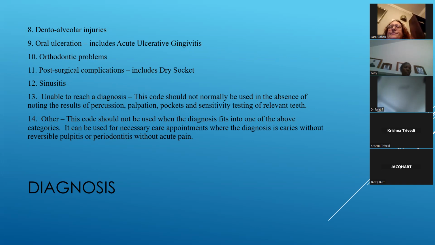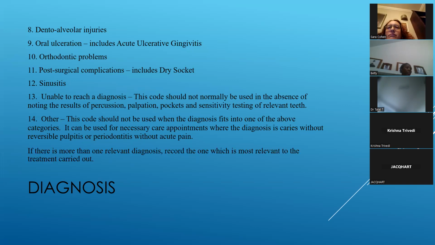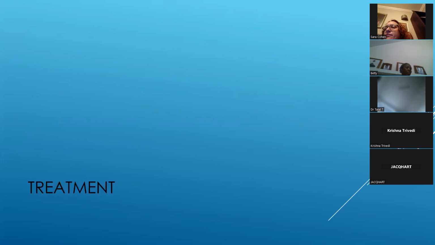If you've got a necessary care patient who hasn't got a diagnosis as such, there's not a problem. Caries without reversible pulpitis, you might use this, or periodontitis without acute pain, you would use this one as well. But other shouldn't be something that's routine. But there are patients with some other problem: TMJD, trigeminal neuralgia, whatever you think it is. If there's more than one diagnosis, use the one that you think is relevant to the treatment so that you don't get reversible pulpitis and extirpation coming up together.